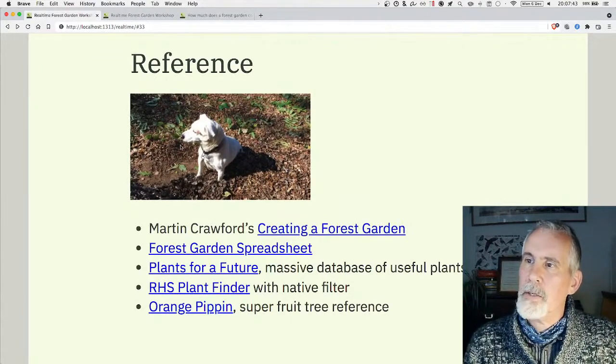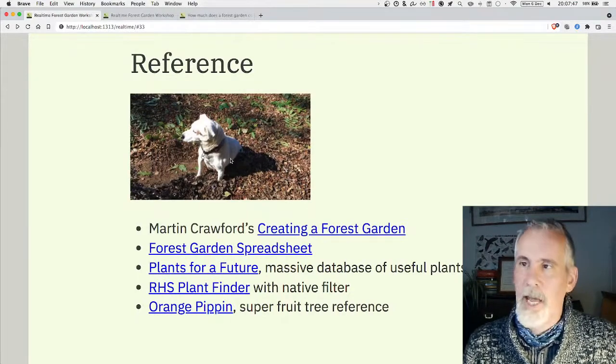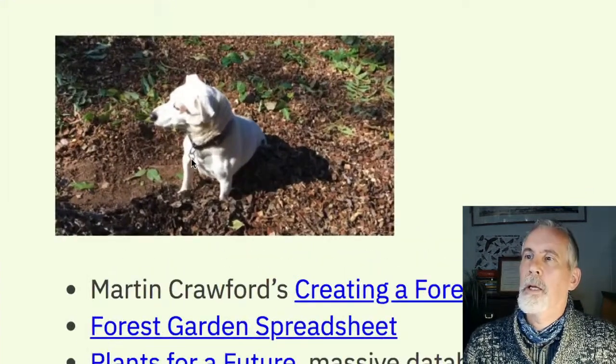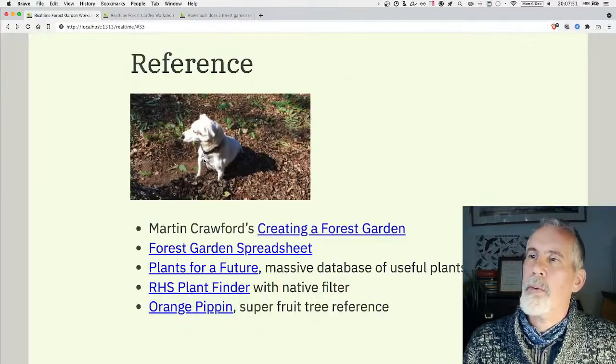That's my stupid dog, Ronnie Barker, who is being mulched. You can see he's actually managed to get himself mulched. He's a bit daft. There we go.